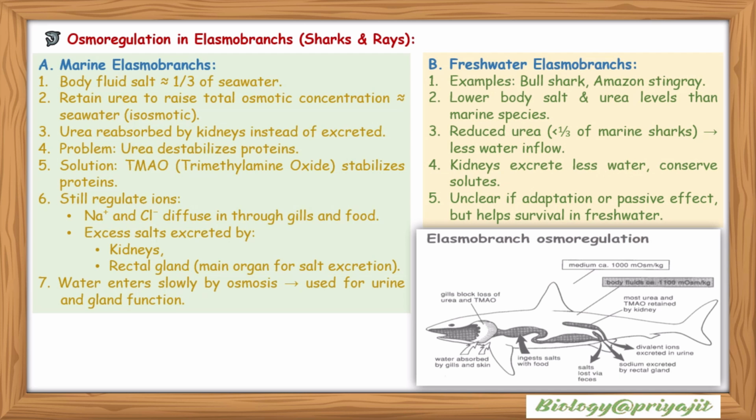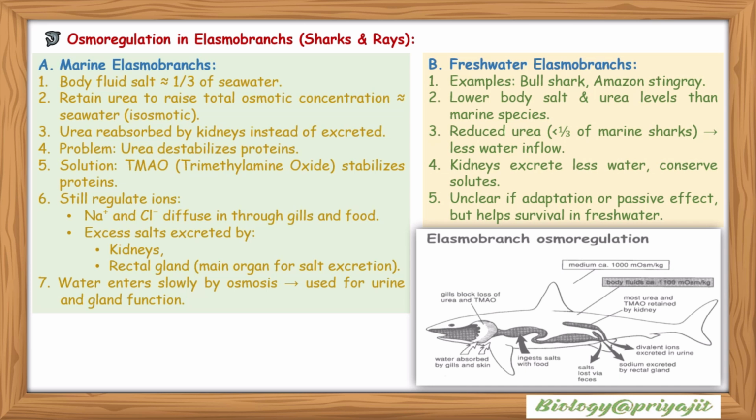Osmoregulation in elasmobranchs, such as sharks and rays. In the case of marine elasmobranchs, their body fluid salt concentration is approximately 1/3 of the seawater, so they retain urea to increase the total osmotic concentration, which is nearly similar to the seawater. So they are iso-osmotic. This urea retention is performed by reabsorption with the help of the kidneys instead of excreting the urea. So here one problem can arise.